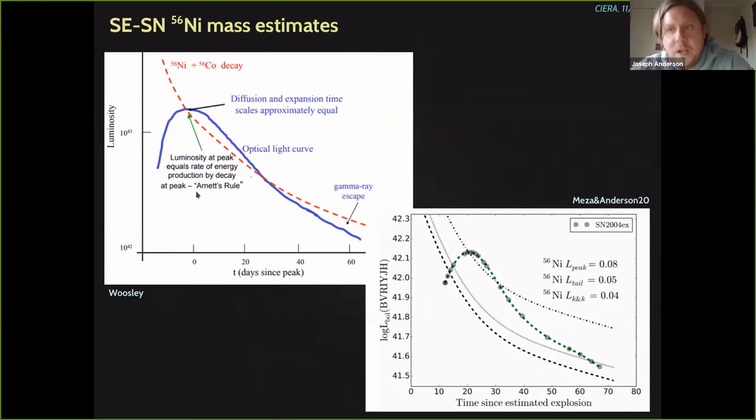So because of this, for the majority of the values in my meta-analysis, people have used what's known as Arnett's rule. This makes various assumptions about how the energy from the nickel decay chain is deposited into the ejecta, and about the properties of the ejecta. When it makes those assumptions, it says that the luminosity at peak equals the rate of energy production by decay at peak. So basically, if you know the peak bolometric luminosity, then this just gives you the nickel mass pretty much. And most of the studies in the literature for the last two decades have used this to constrain the nickel mass for various objects.